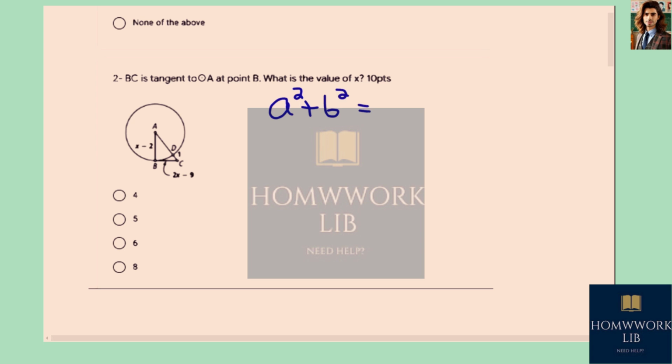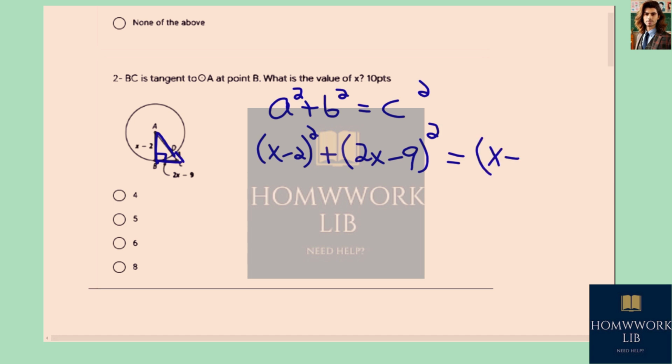triangle, which means we can use the Pythagorean theorem. So we have one leg is (x - 2) squared, another leg, because we've got a right angle at the point of tangency, the other leg is BC, which is (2x - 9) squared, equals the hypotenuse, which would be x - 2 + 1, or (x - 1) squared.